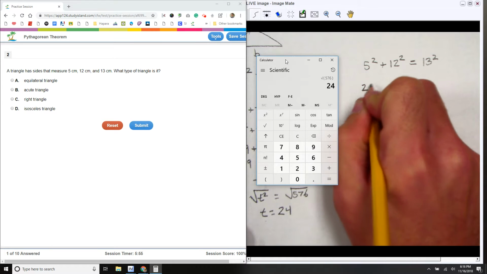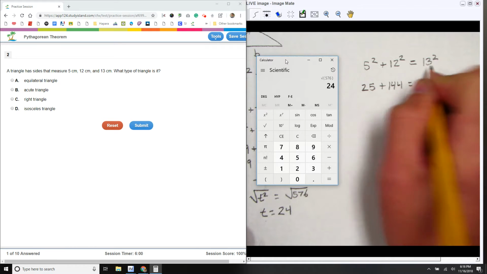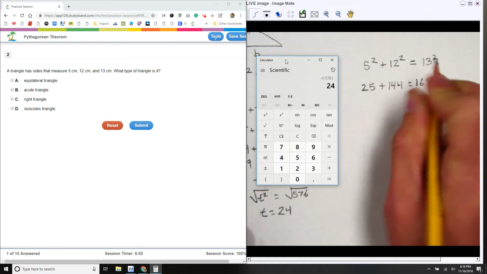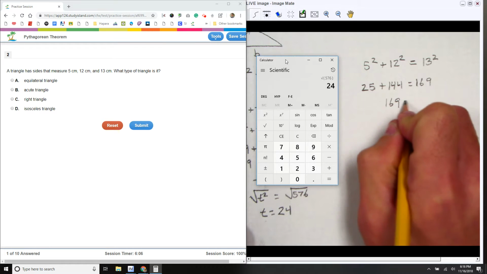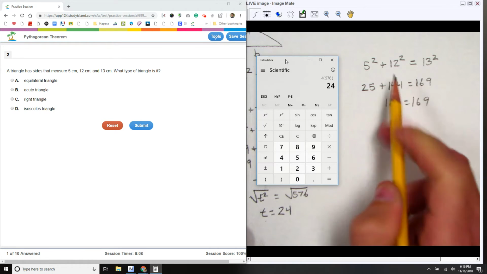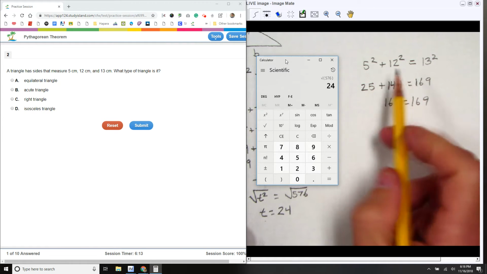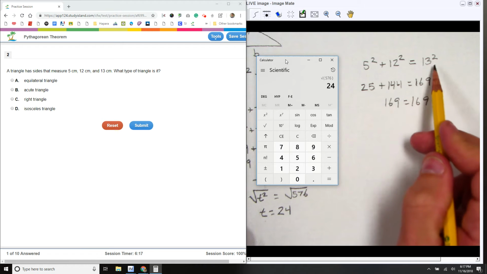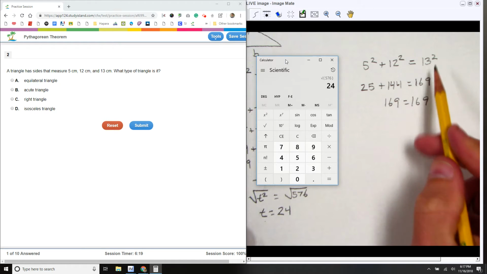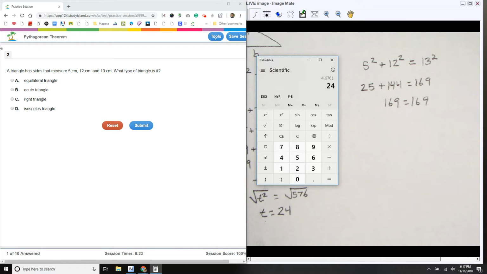5 squared is 25, 12 squared is 144, and 13 squared is 169. What's 25 plus 144? It is 169. So, did this work out like the Pythagorean theorem says it should for a right triangle? Yes. Those two added together do indeed equal the longer side squared, which is the hypotenuse now that we know it's a right triangle, which is 169. So this is a right triangle.